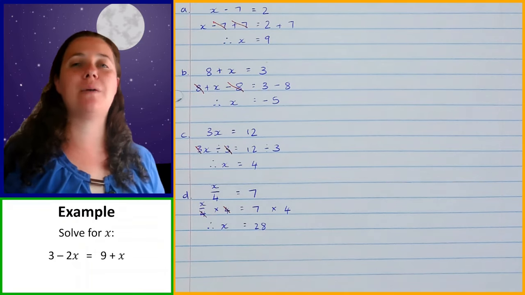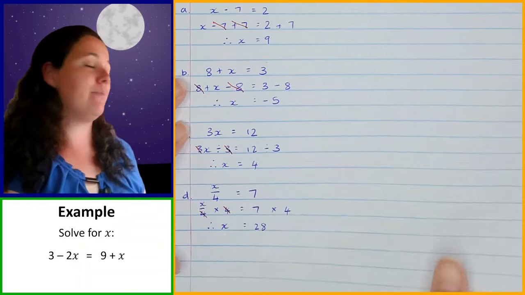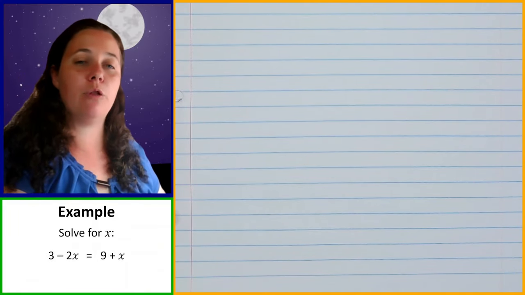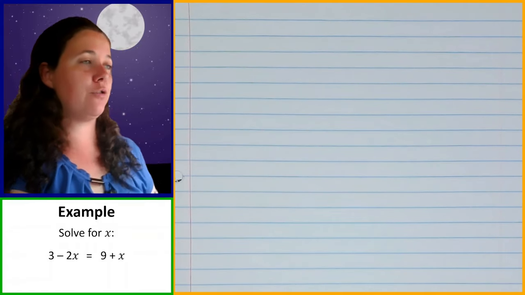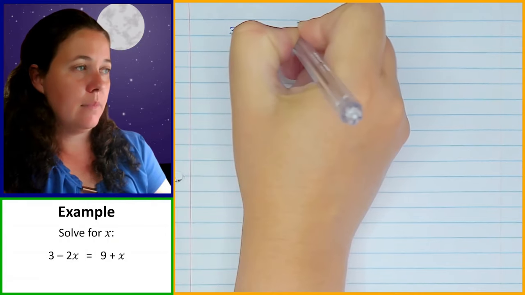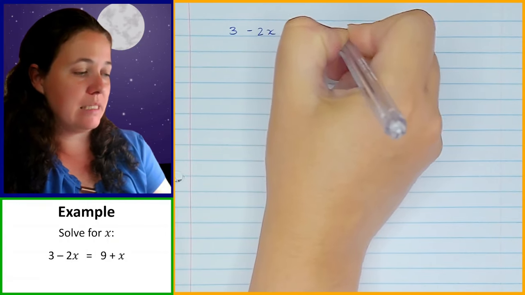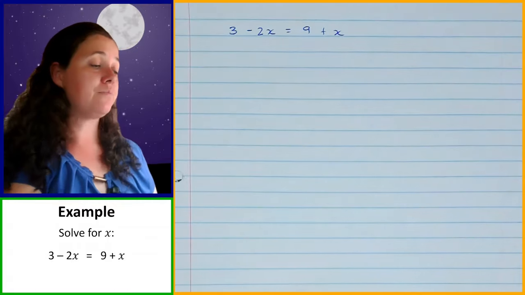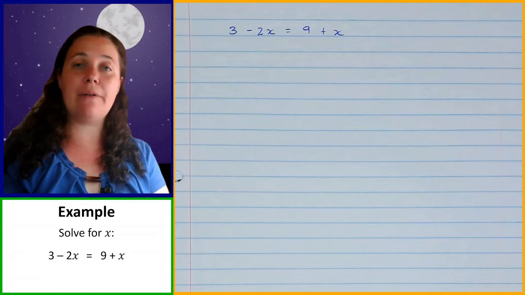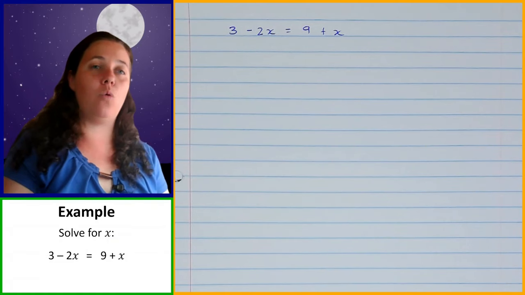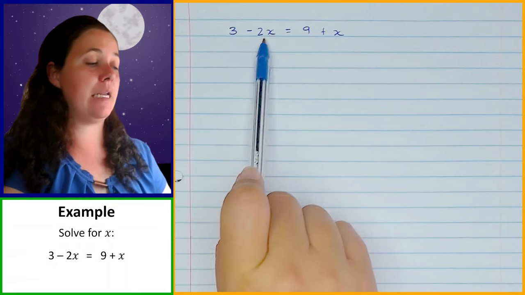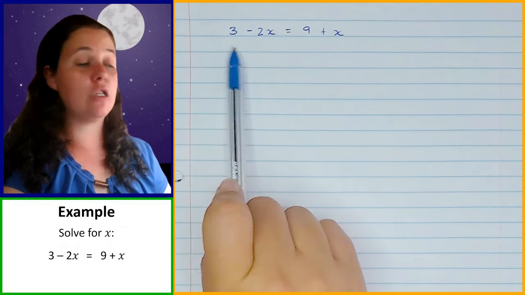Now let's go on to some that are a little bit more complicated, that have a bit more involved that we have to do. Okay, so this example over here, I've got 3 minus 2x equal to 9 plus x. Okay, so now remember, I need to make sure that I have got x on one side of the equation and all the constants on the other side of the equation. So now in this case, I've got x on the left-hand side and on the right-hand side, and I've got numbers on the left-hand side and on the right-hand side.